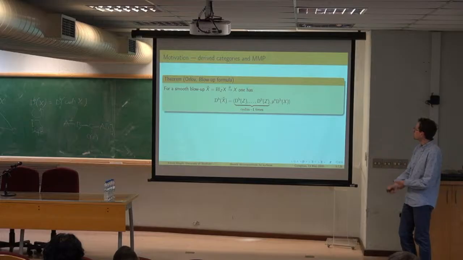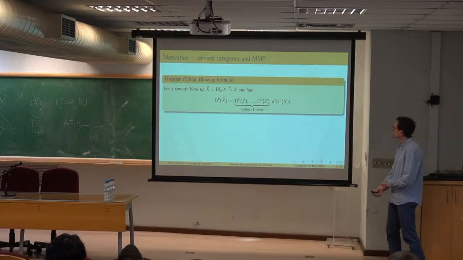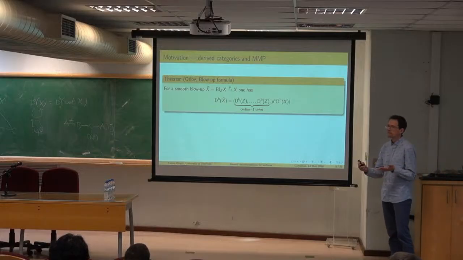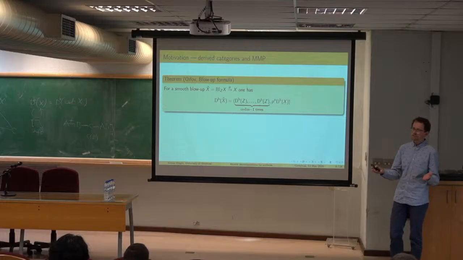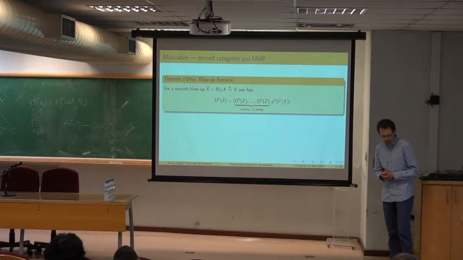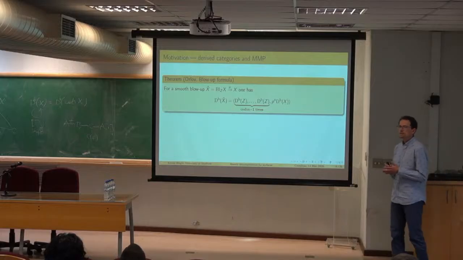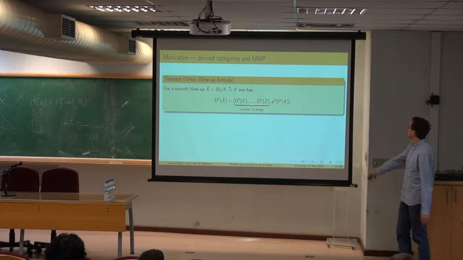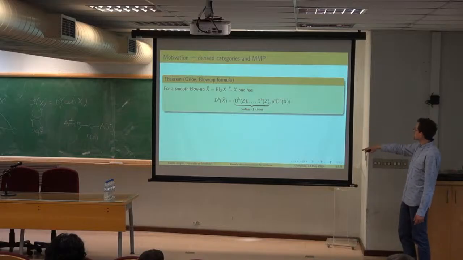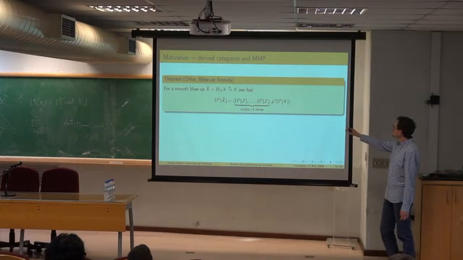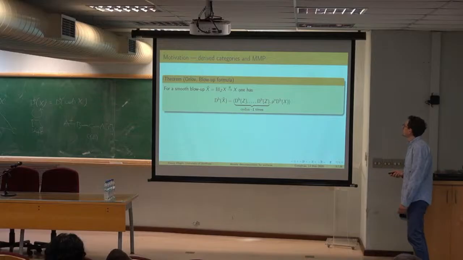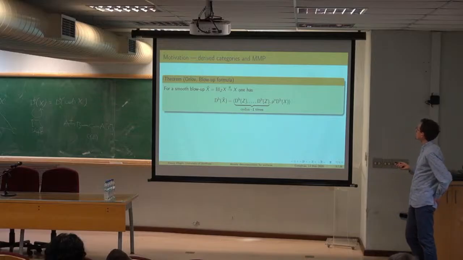The so-called blow-up formula found by Orlov. It describes the derived category of the blow-up at a smooth locus in terms of the derived categories of the base and of the blow-up center. As you can see, this formula is very similar to a formula that we've seen yesterday. That was for cohomology, for a blow-up. We have one copy of the derived category of the base, and codimension minus one copies of the derived category of the blow-up center.